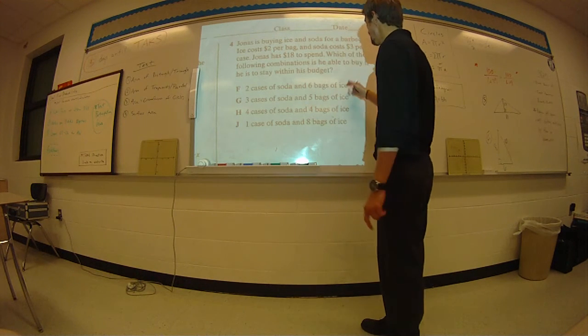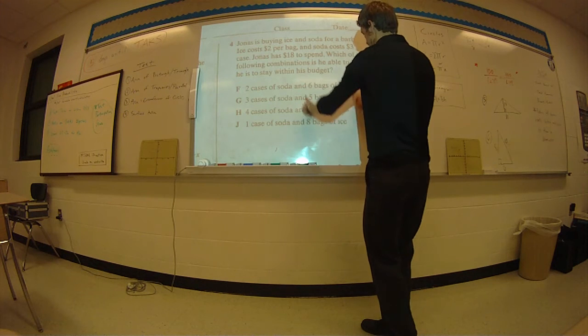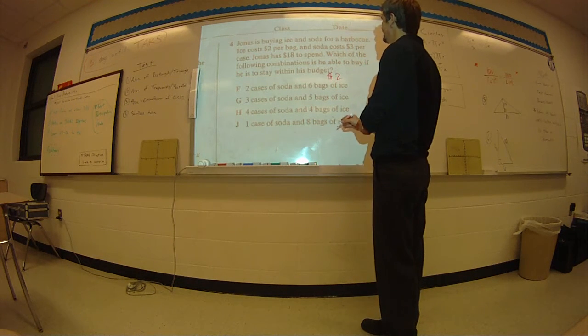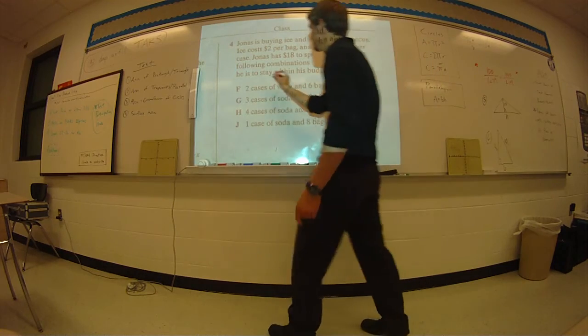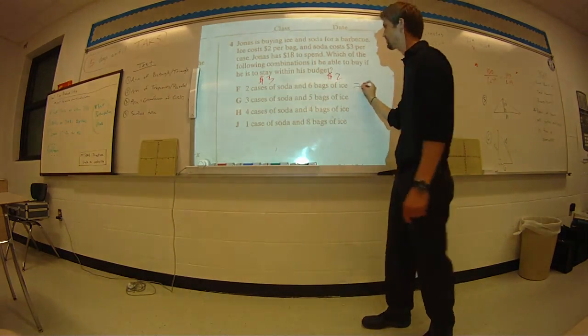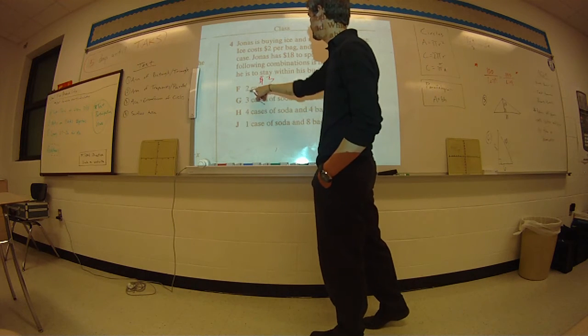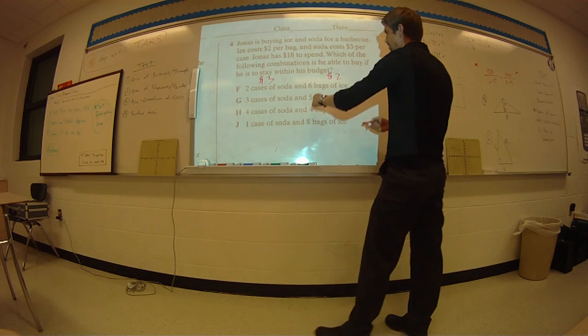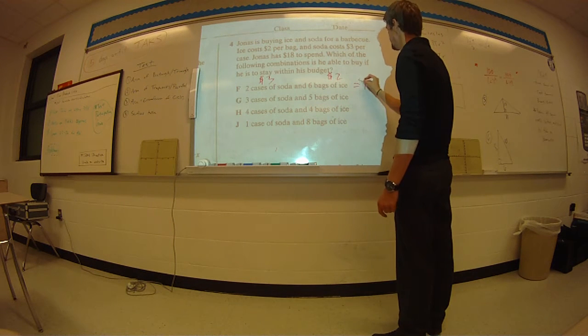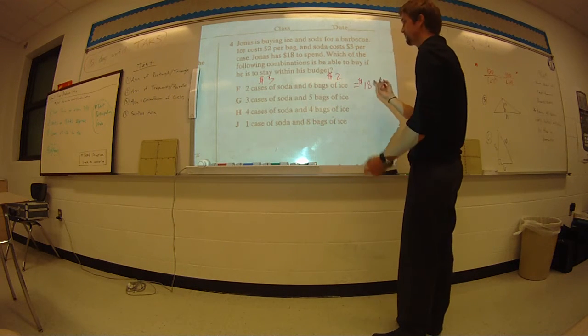We're paying $2 for every bag of ice. So we got ice all in this column. So let's do $2 here. And we're paying $3 per case of soda. $3 per here. So let's figure out what this would cost. This would be $3, two cases, two times three is $6, plus six times two is 12, six and 12 is 18. All right, so you can buy that one, looks good.